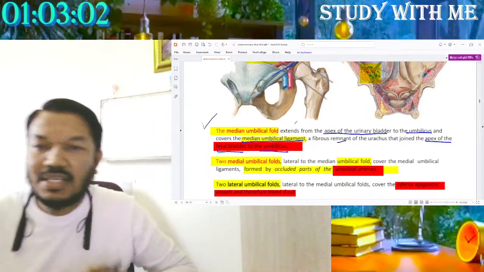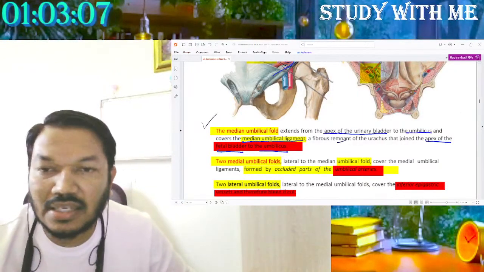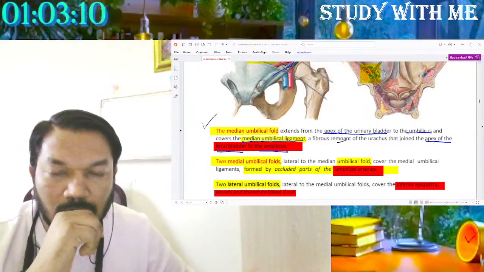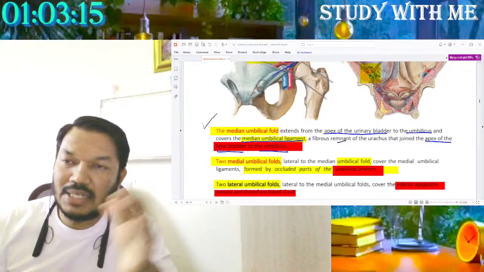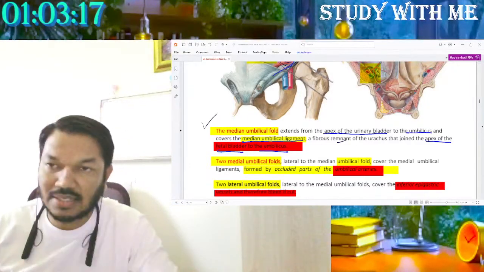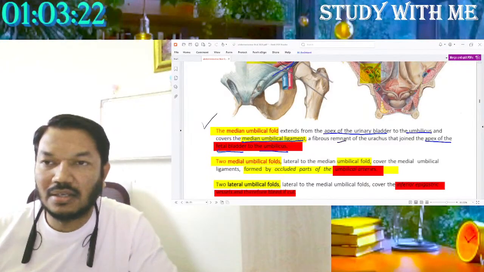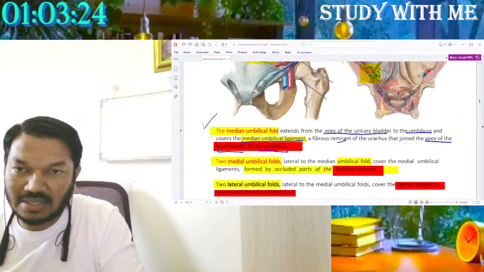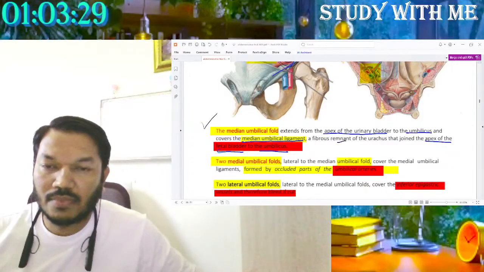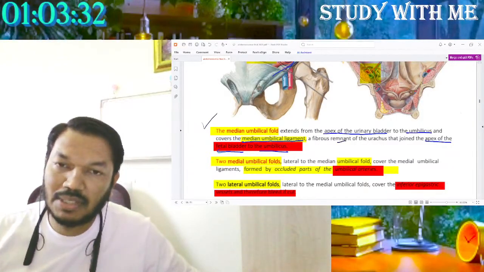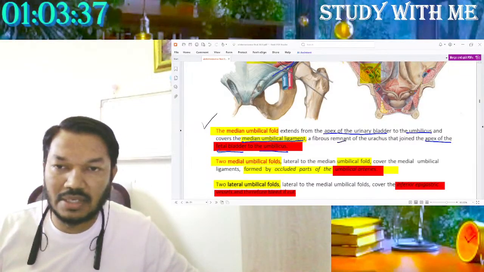Different, yes. Median remains in the midline. Okay. And medial, lateral, we are familiar with these terms. Medial means on the middle side, but not exactly in the middle. Which one is exactly in the middle? That is the median. And which is close to the median, that is medial. And which is away from the median, that is lateral. So median umbilical fold is extended from the apex of the urinary bladder to the umbilicus.